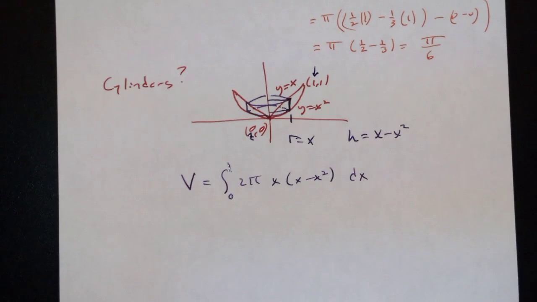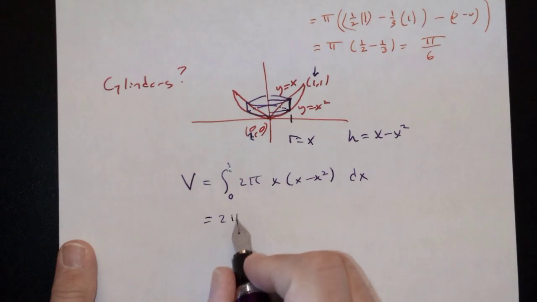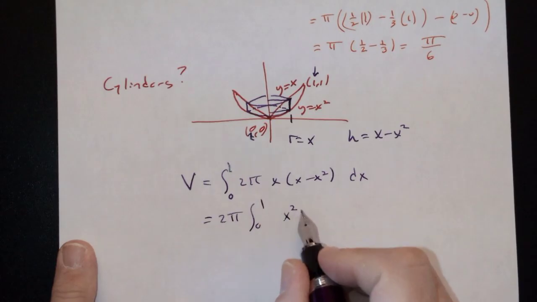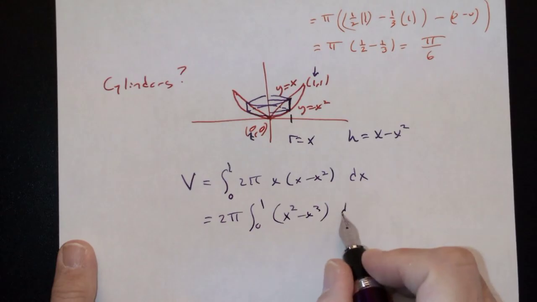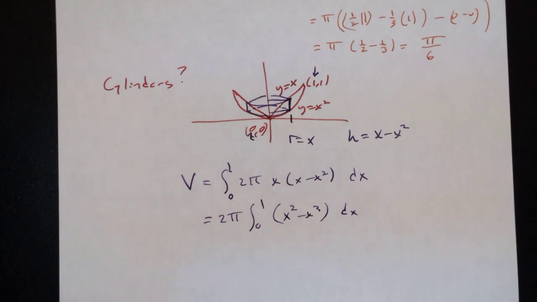Guess what? I multiply the x into the parentheses. I take the 2 pi out front because it's constant. Do this integral and give me a number. If we don't get the same number, we've messed something up. Because I'm measuring the same volume two different ways, I should get the same number, regardless of which way I compute it.